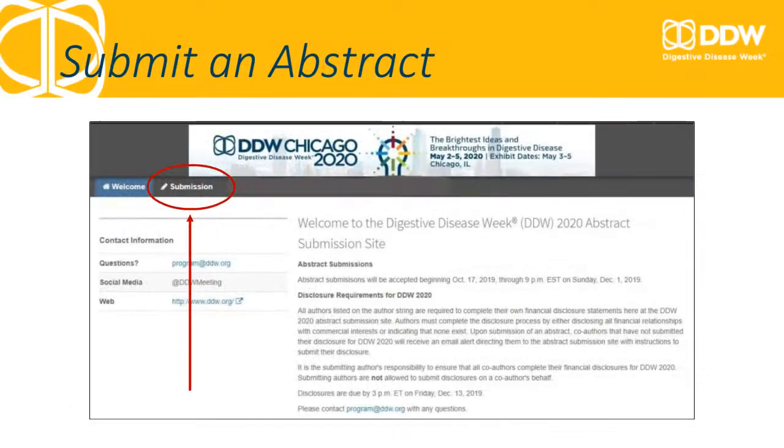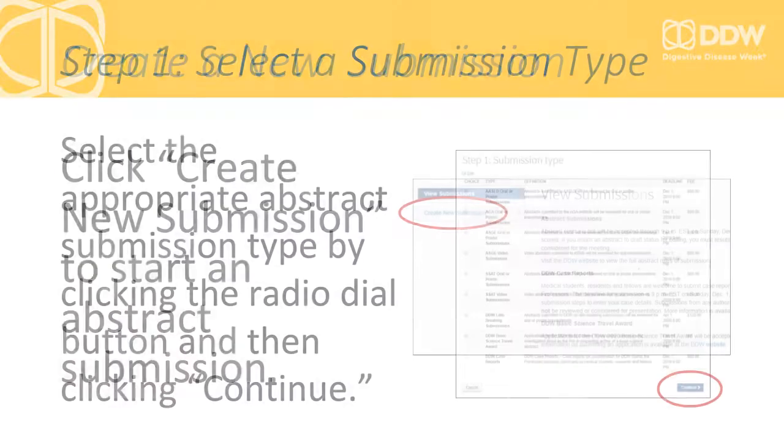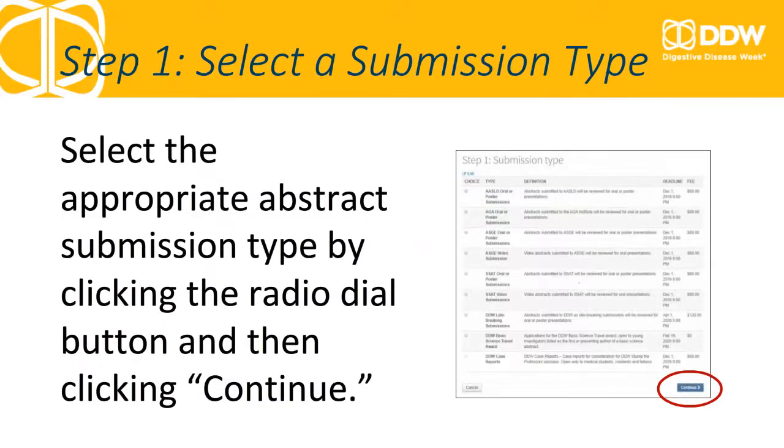When you are ready to begin your abstract submission, click the Submission tab in the top left corner of the screen. Next, click Create New Submission. We'll now discuss the 5 steps to submitting an abstract. You'll first need to select a submission type. Use the radio dial button to select the appropriate type and then click the Continue button in the bottom right corner of the screen.